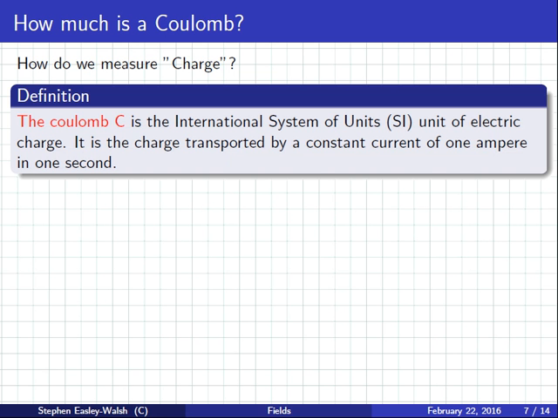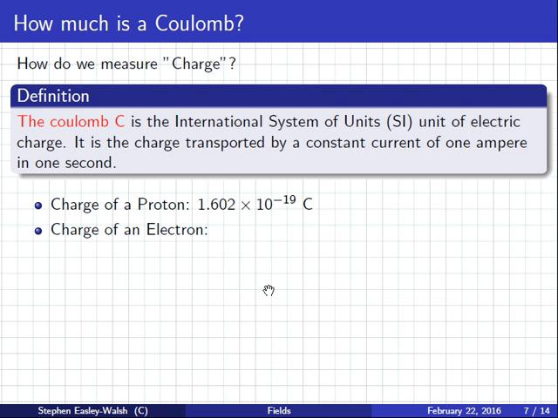Okay. So how big is a Coulomb? Well, for example, if you have a proton, now you told me you don't actually do this in chemistry, but if you have a proton, this is the charge of a proton, 10 to the minus 19 coulombs. Charge of an electron, the same. It's just with a minus.